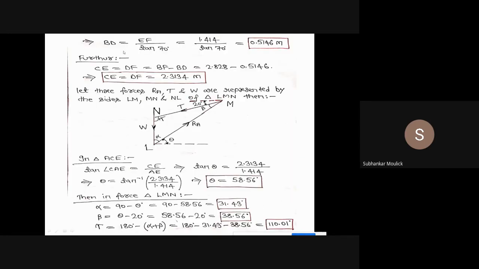See, this problem is a little bit tricky because nothing is given. We are finding out each and every unknown value. So that's why it is a little bit tricky problem. Fine. So we have calculated the value of BD. Now, if we check CE, what is CE?